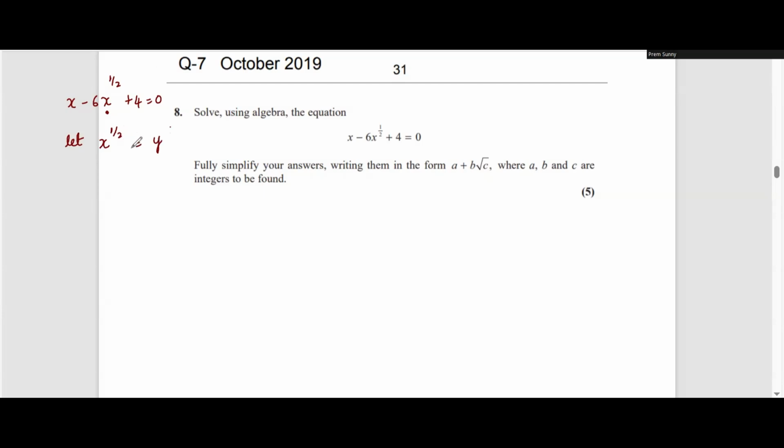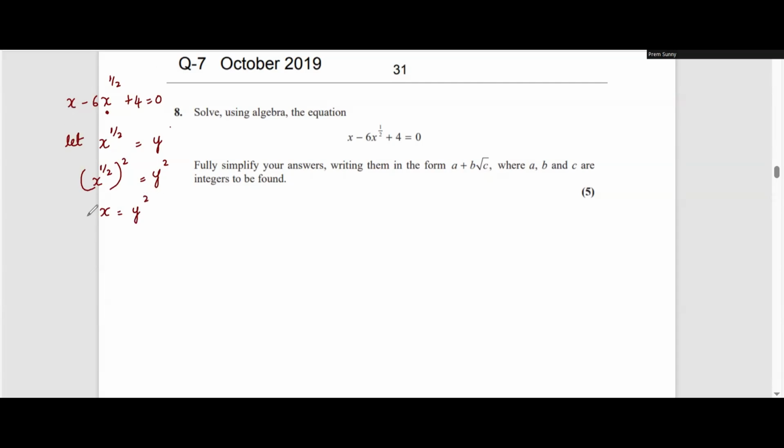Okay. And then what happens if I square both the sides? If I square both the sides, I'll get y square here and then x to the power of 1 by 2, when you square this, half of 2 is 1. Basically, x will be equal to y square.